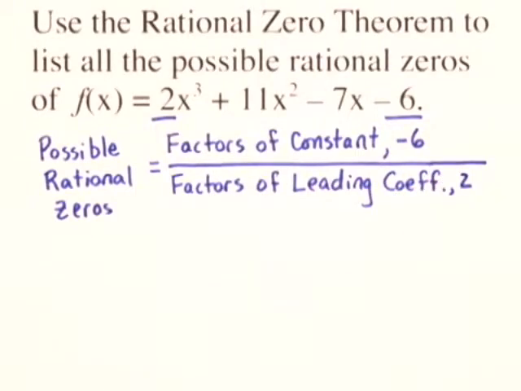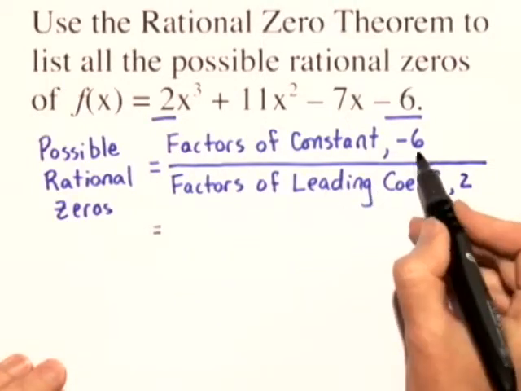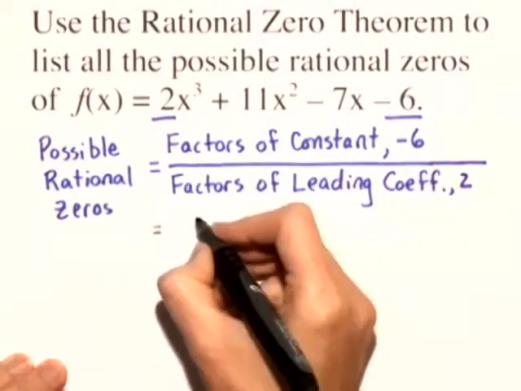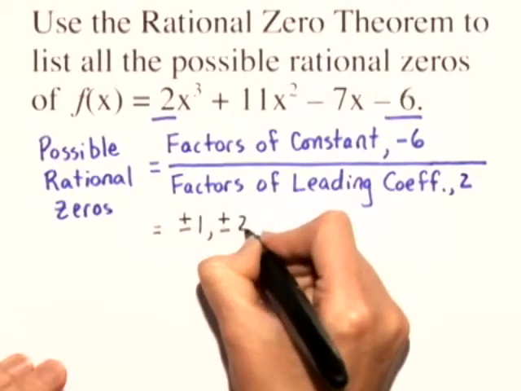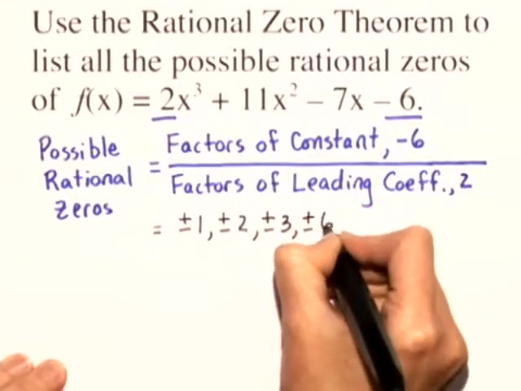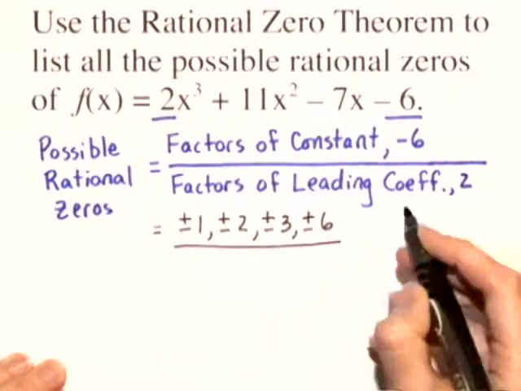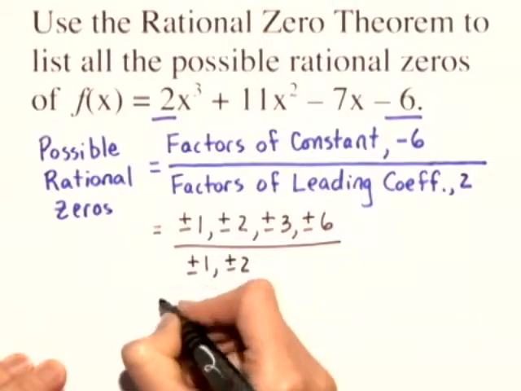So, in order to list all of the possible rational zeros, we're really looking at all of the factors of -6, including the positive and the negative factors. So that would be plus or minus 1, plus or minus 2, plus or minus 3, and plus or minus 6. In the denominator, the factors of 2 are just plus or minus 1 and plus or minus 2.